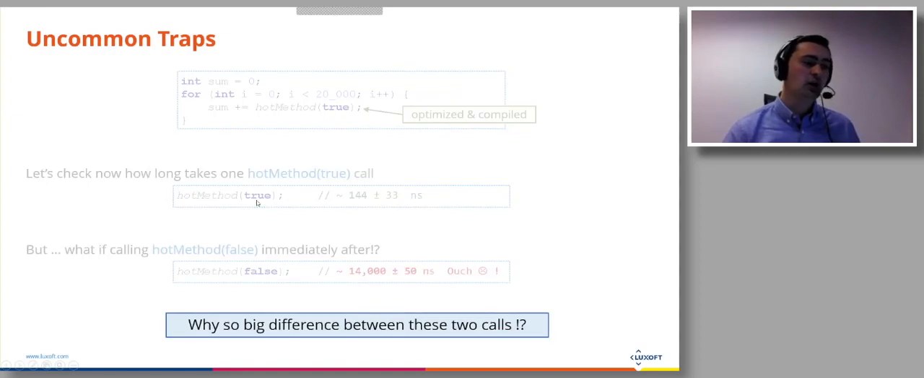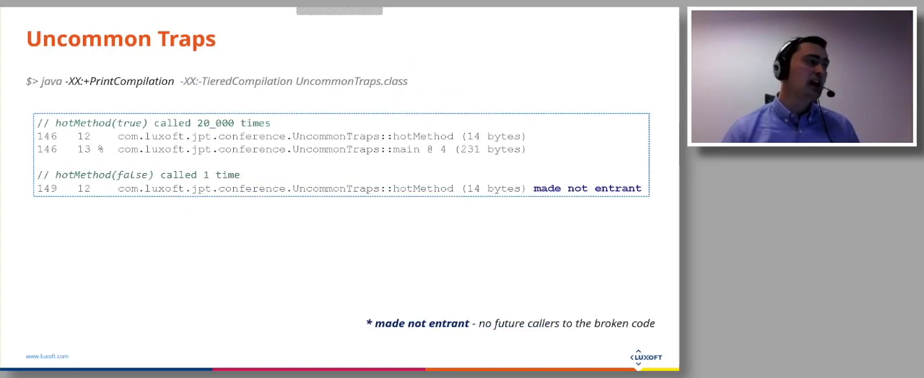And the question is why? Why do we have such a big difference between these two calls, hundreds of times bigger? To understand it, let's start the JVM again, but this time with print compilation, because I want to see under the hood what happens from the just-in-time compiler's perspective. What we have here is a bit verbose and requires some explanation. For example, the left column is the timestamp, the number of milliseconds since the JVM started. The second one is a compilation ID used by the compiler threads during runtime.